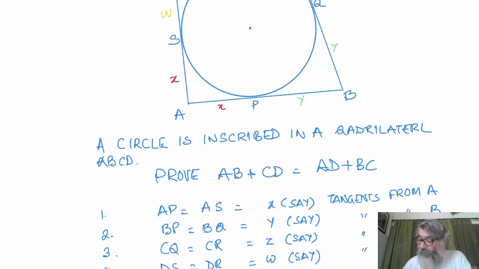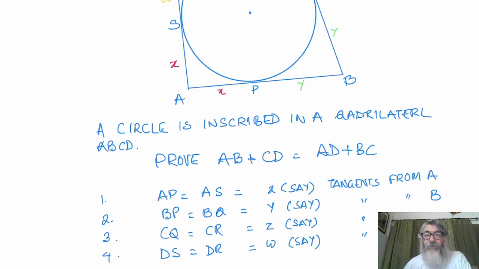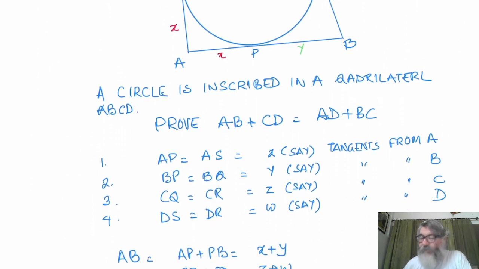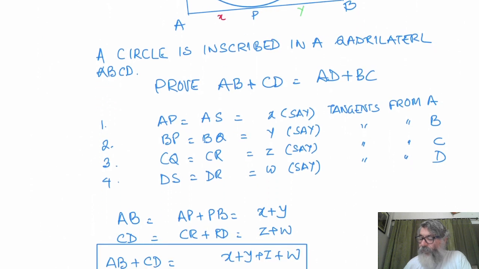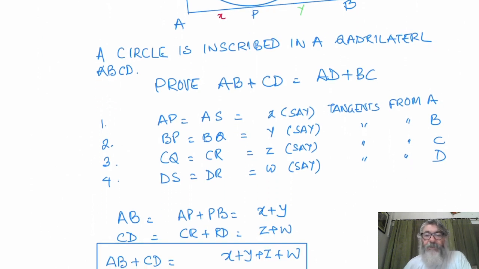So we had written this: AP is equal to AS is equal to X, BP is equal to BQ is equal to Y, CQ is equal to CR is equal to Z, and DS is equal to DR is equal to W. Then we calculated the value of AB. AB is AP plus PB, X plus Y. CD is CR plus RD, which is Z plus W. So when we added AB plus CD, we got X plus Y plus Z plus W.